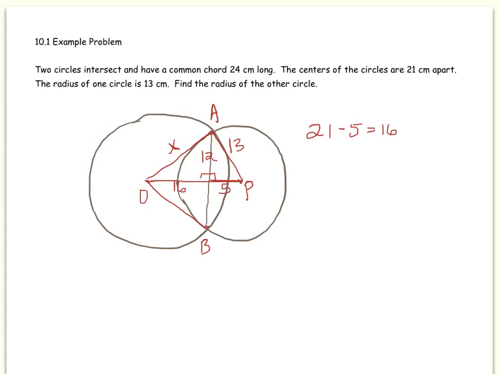If we look at this right triangle formed over here, then we have a 12, 16. So this is 3 times 4. This one's 4 times 4. So x must be 5 times 4. So the radius is 20 centimeters.